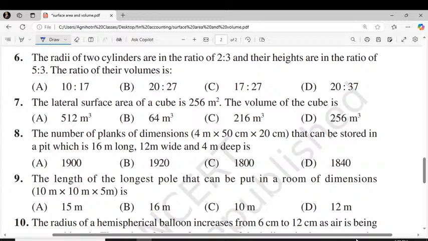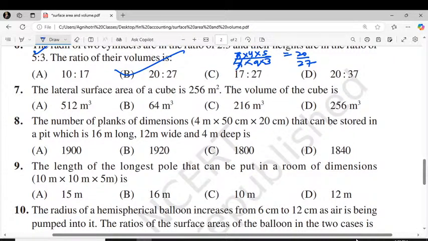Question number 6, the radii of 2 cylinders are in the ratio 2:3 and their heights, actually pi r square h over pi r square h. Pi cancelled, 20 over 27, that is option B. Let's do them quickly now. Lateral surface area of a cube is simply 4L square, and if you divide here, it's 64, L is 8. If L is 8, the volume is the cube of 8. What is the cube of 8? 512.